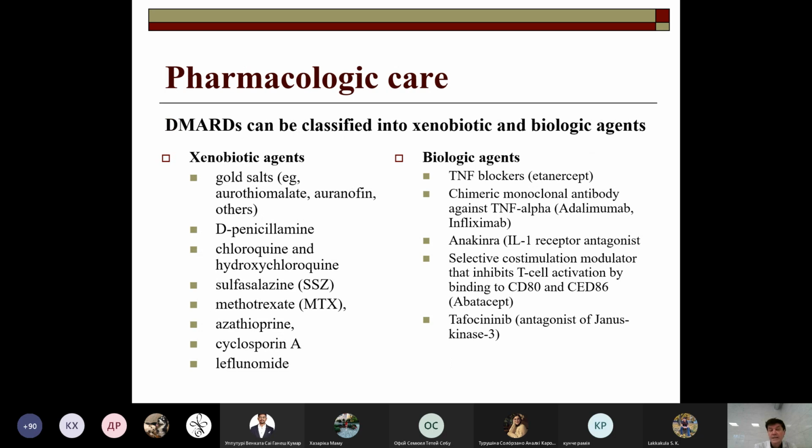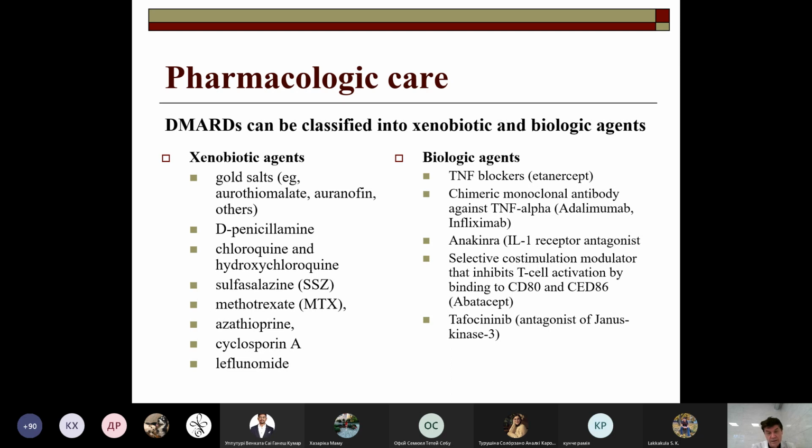So, the last slide depicts the pharmacological care with DMARDs. DMARDs are classified as disease-modifying antirheumatic drugs, which can be divided into two groups, xenobiotic and biological agents. The first of them, xenobiotic agents, I mean the gold salts, penicillamine or cuprenil, chloroquine, sulfasalazine, methotrexate, azathioprine, cyclosporin A, and leflunomide can be incorporated there, and biological agents might be introduced into routine clinical practice if you absolutely know about the target.